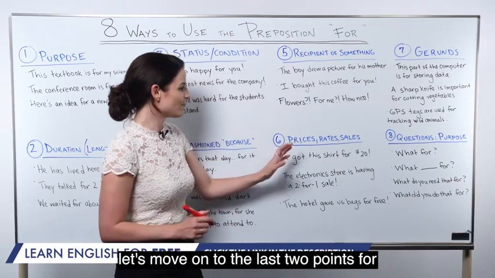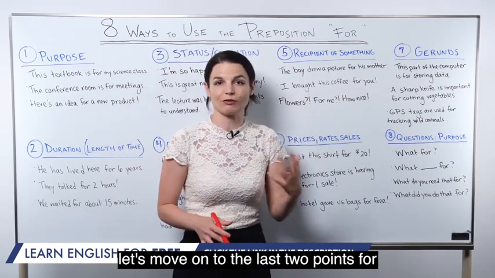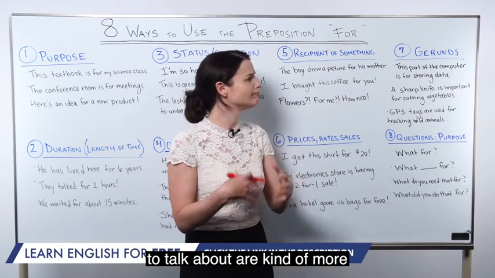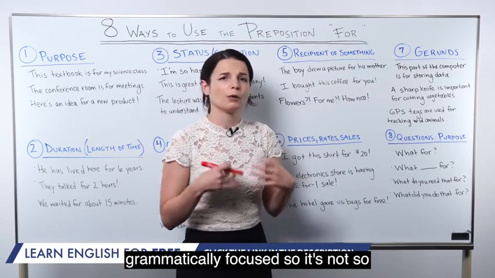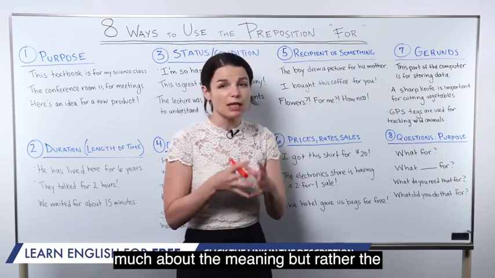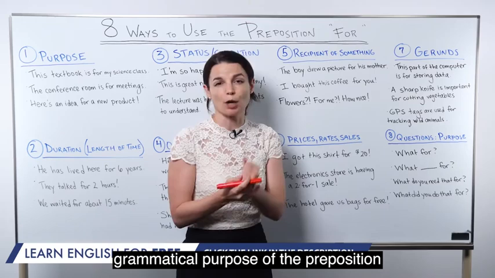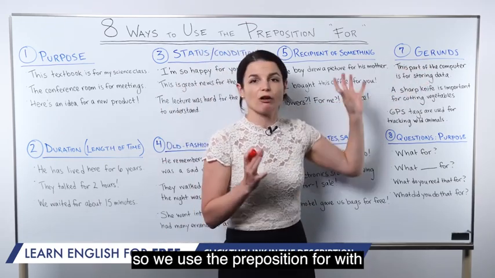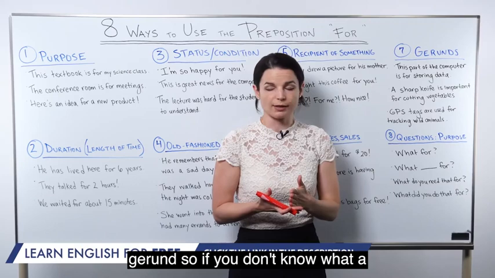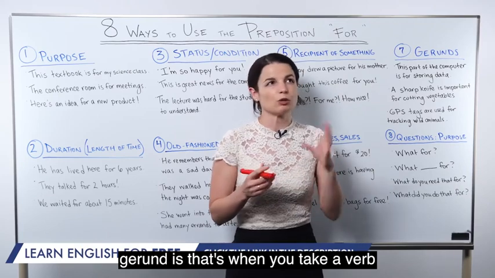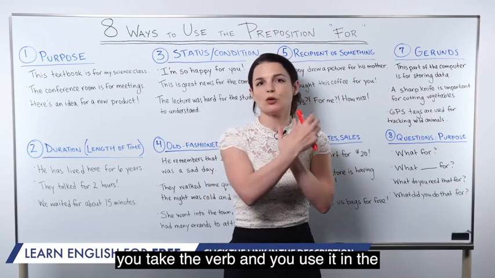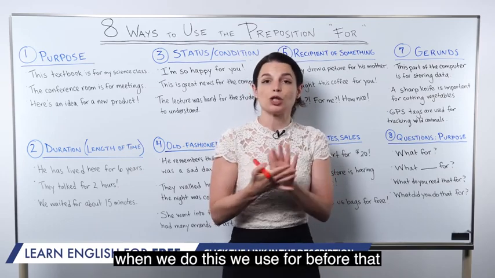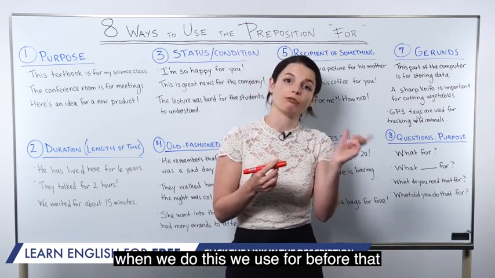Okay, great. Let's move on to the last 2 points for this lesson. The last 2 points I want to talk about are kind of more grammatically focused. So it's not so much about the meaning, but rather the grammatical purpose of the preposition. So we use the preposition for with gerunds. If you don't know what a gerund is, that's when you take a verb and you use it in the ing form, but you use it as a noun. When we do this, we use for before that word.